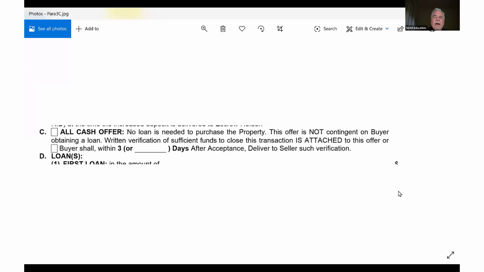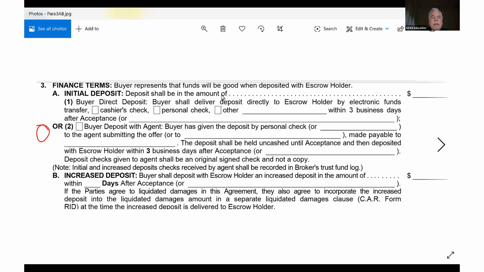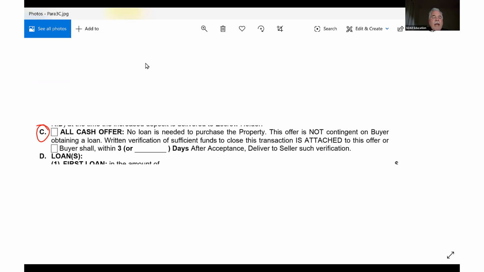Let's take a look at paragraph number C. All right, number C, all cash offer. Now, all cash offer, did I miss something? No, I did 3A and 3B. Okay, 3C. All right, all cash offer. All cash offer means all cash.